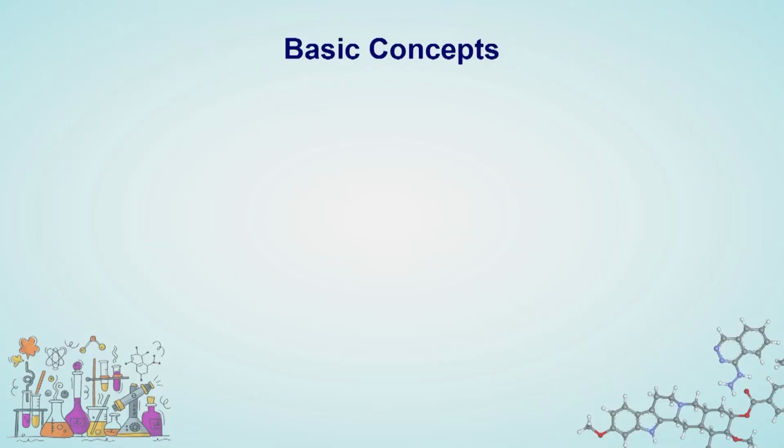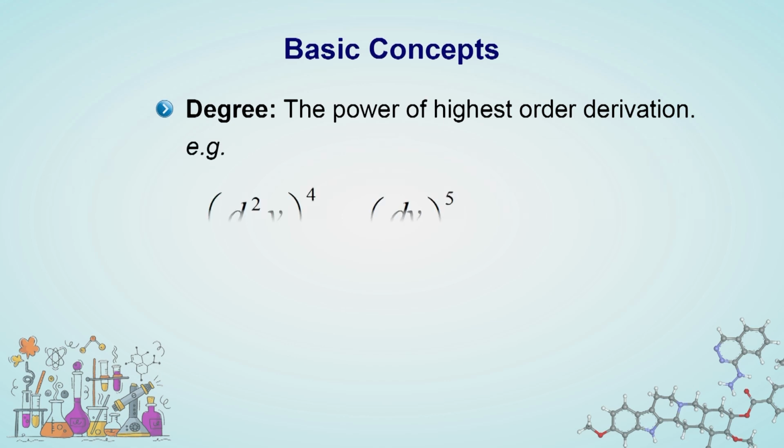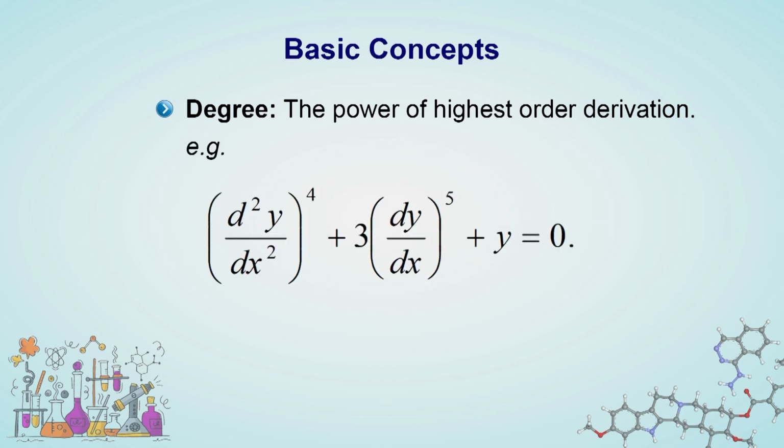Similarly, the extension of order: we can see that for d2y by dx square, the index of this term is 4, but the power of dy by dx is 5. Now, which one will be the degree, 4 or 5? Definitely 5 is greater than 4, but 4 is the power of the maximum order derivative. Therefore, degree is 4 but not 5. The power of the highest order derivative is 4, which is the degree. Thus, this equation is called a fourth degree equation.